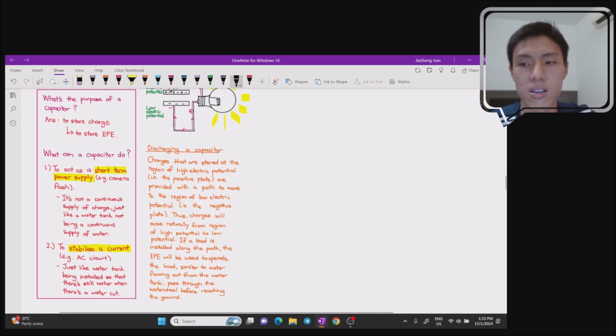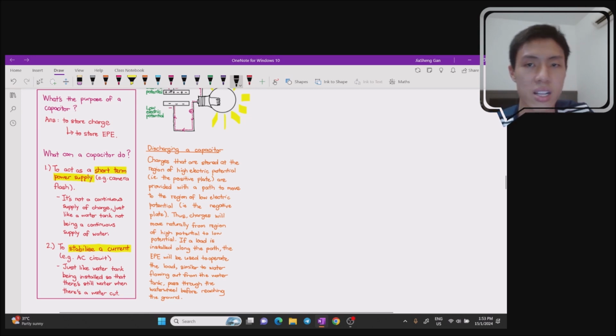Similar idea here. When you draw electric potential energy out from this capacitor, there's only a limited amount of electric potential energy stored in it. So once you use up the amount of energy that is stored inside the capacitor initially, that's it. There's no more energy left in the capacitor, and then you no longer have a power supply. So it is a short-term power supply.